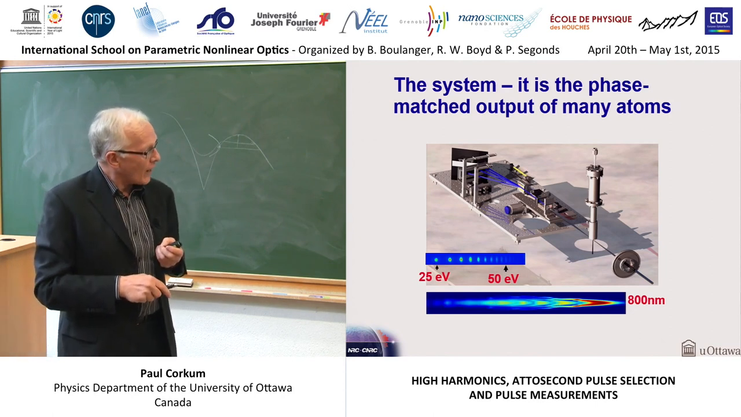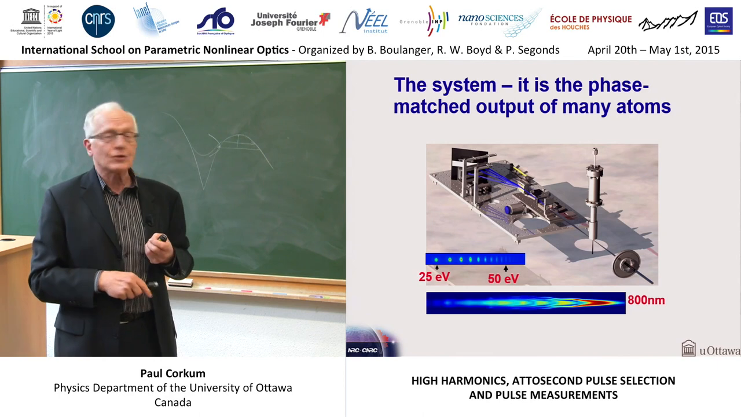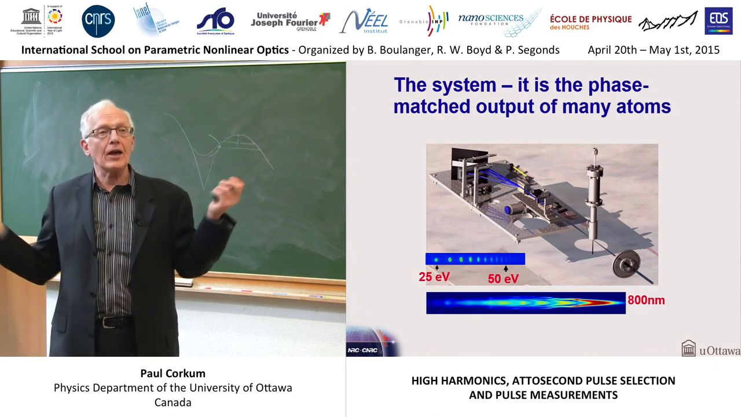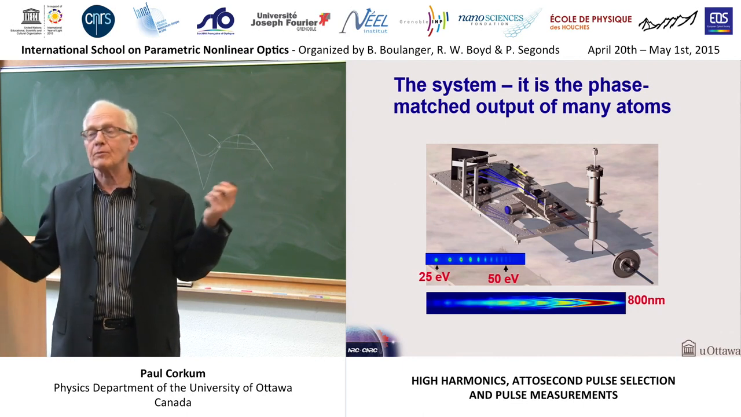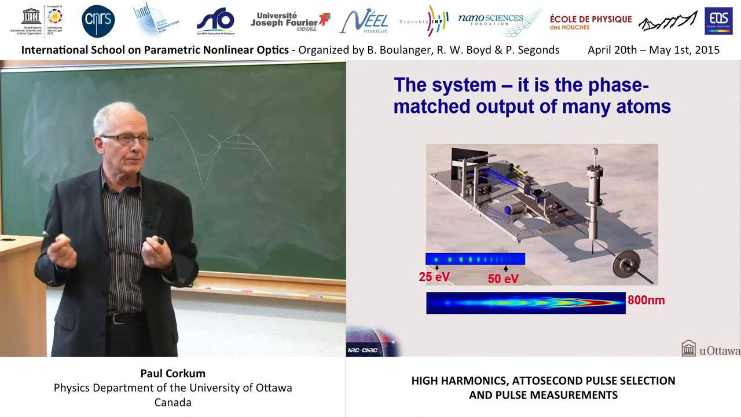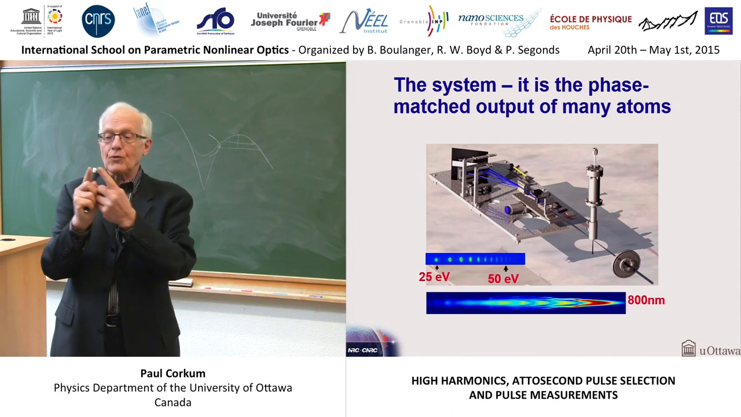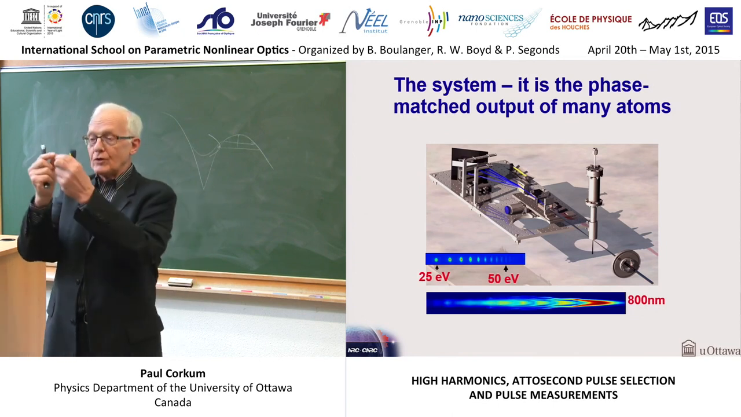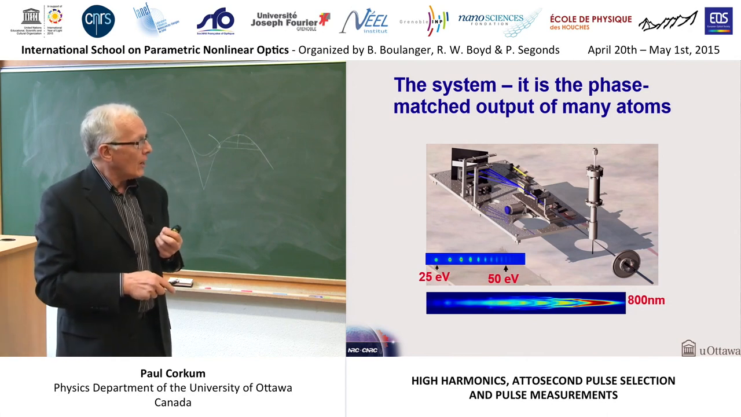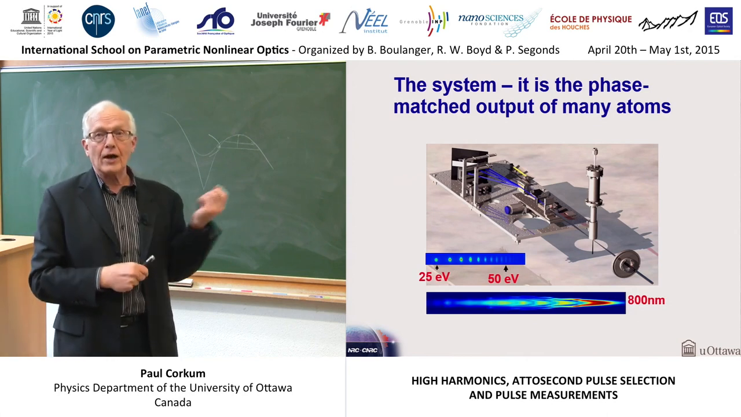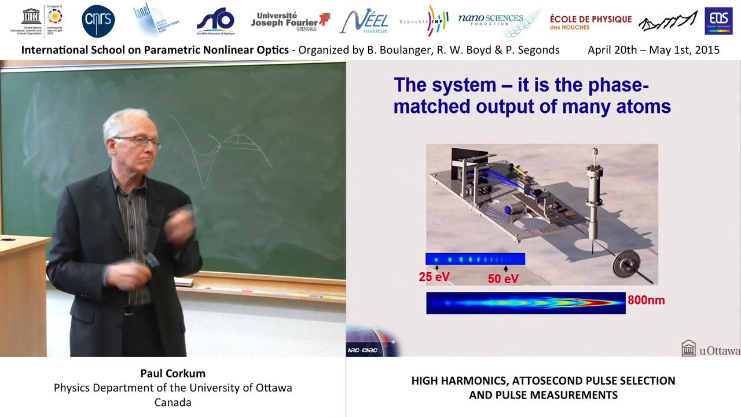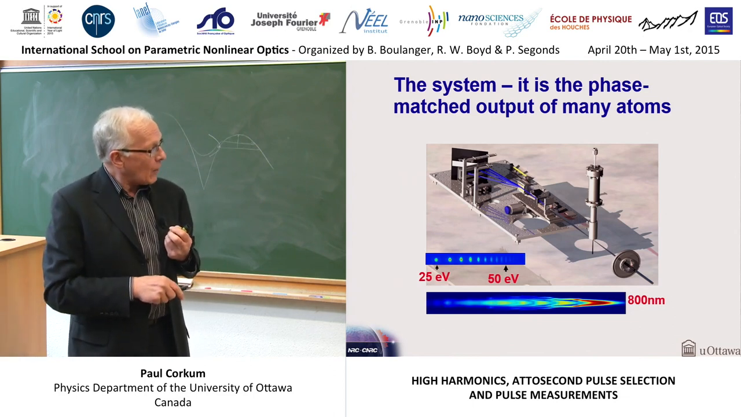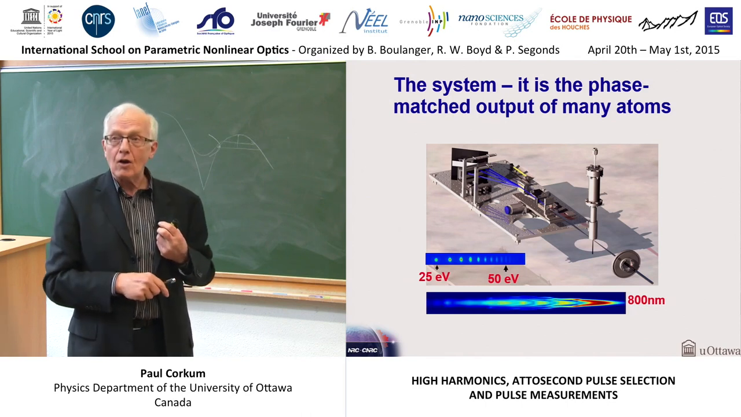Okay, so this is a gas. We use a supersonic jet, which is illustrated here, with about 10 torr, something like that, of gas pressure in the interaction region, interacting over a distance of a millimeter or so. But you can use many other things. We often use rare gases, but we also use molecules. Lots of things can be placed in here. Now, coming out the other side is the harmonic radiation.